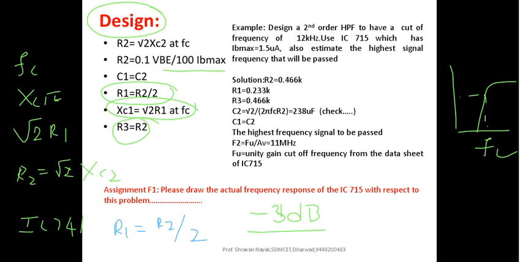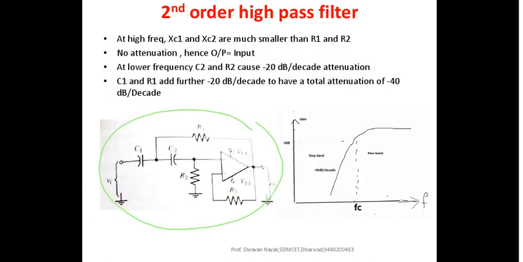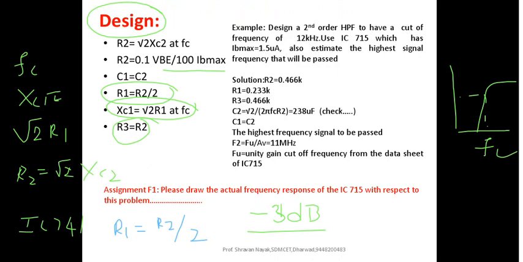So these are the simple design aspects as far as the second order high pass filter is concerned, and accordingly we will look at one simple example here. Design a second order high pass filter to have a cutoff frequency of 12 kilohertz. Use IC 715.